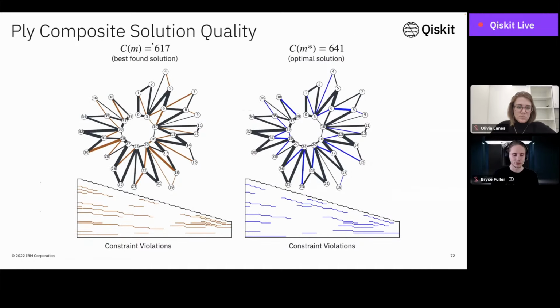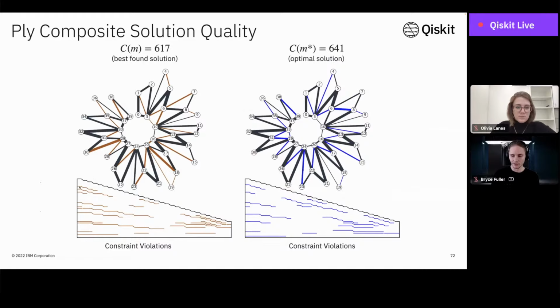And this is actually how you can visualize the solutions, right? So here I've highlighted the edges that ultimately get cut in the best found solution, which got an objective value of 617. The optimal solution got an objective value of 641. So I think that's like 0.96 approximation ratio.